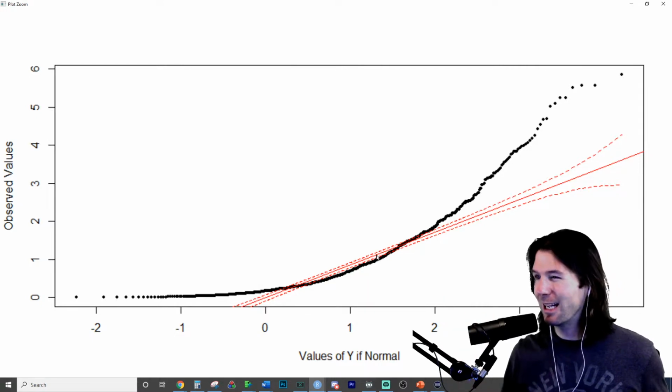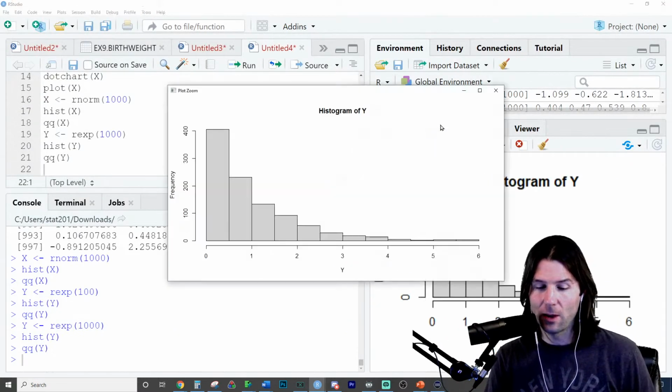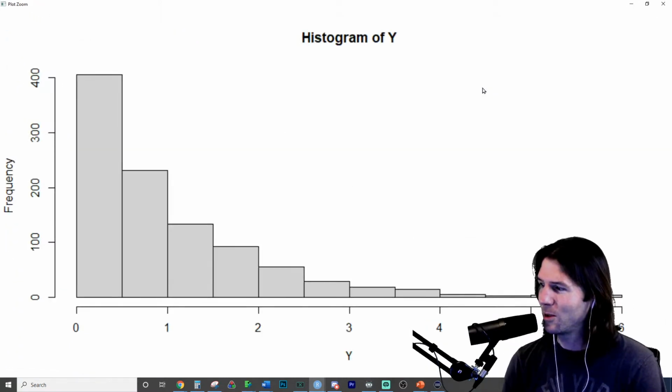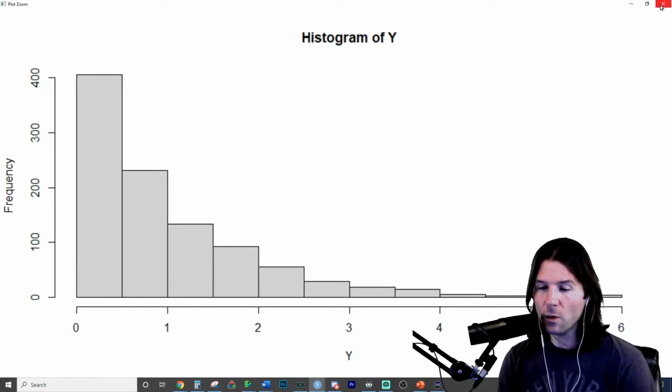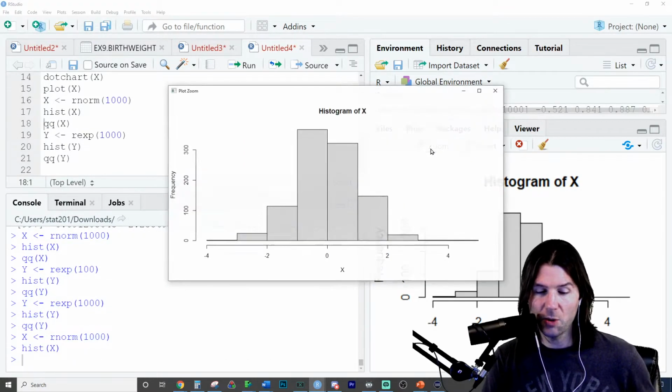I'd say no. I'd say try again. And that's because this comes from a histogram that looks like this. Does this histogram look normal? No. Well, how about histograms that do look normal? This histogram right here looks pretty normal.